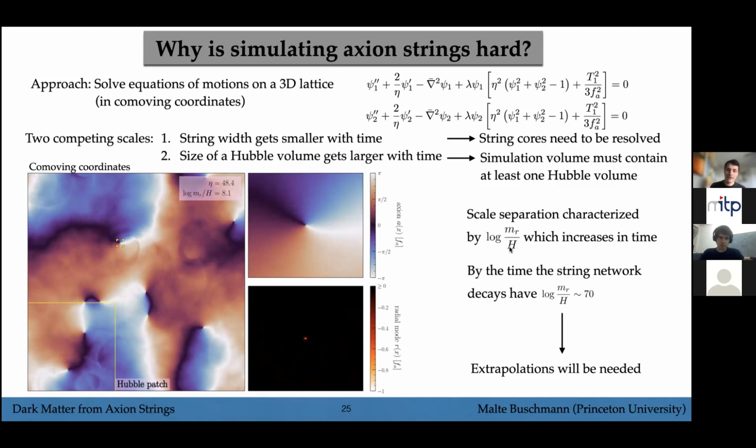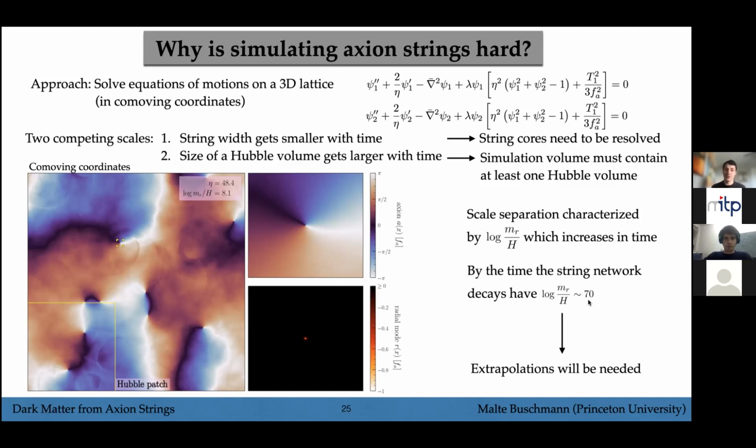Now, as I've said earlier, we ideally want to simulate the entire time between the PQ phase transition and the QCD phase transition. Now, at the QCD phase transition, the scale separation log mr over h is around 70, which is way too large to simulate on any kind of grid. You have basically 70 orders of magnitude in between those 2 different effects. There's just no way to simulate that at all.